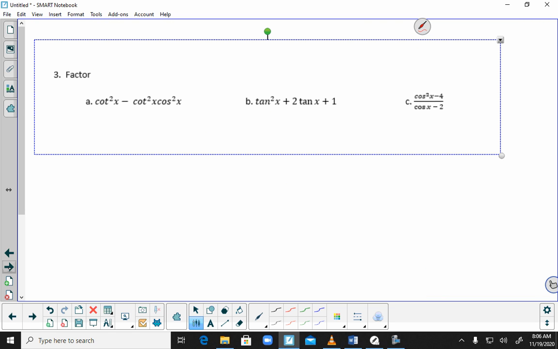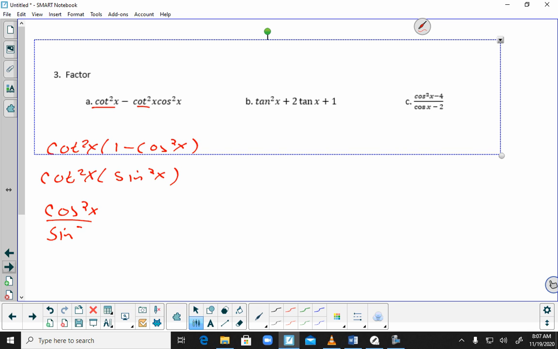Okay, this one they want me to factor, so I realize that I have a cotangent squared x in both terms. So I'm going to say the cotangent squared x, and then I'm going to have 1 minus cosine squared x. And then I went ahead and simplified it. So this is cotangent squared x. 1 minus cosine squared x is equal to sine squared x. Cotangent squared is cosine squared x over sine squared x.